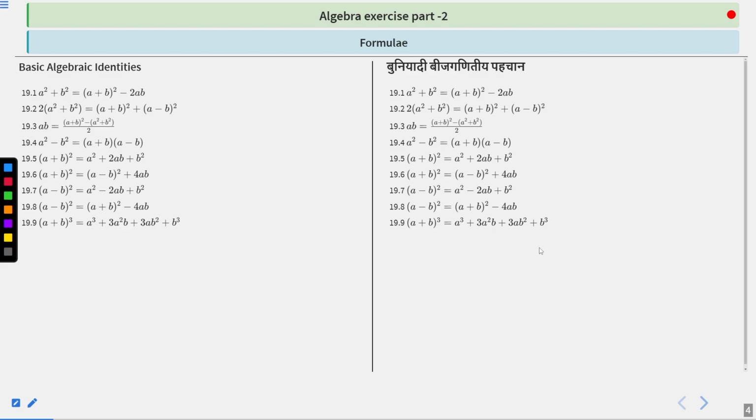A plus b whole cube equals a cube plus 3a square b plus 3ab square plus b cube. A minus b whole cube equals a cube minus 3a square b plus 3ab square minus b cube.